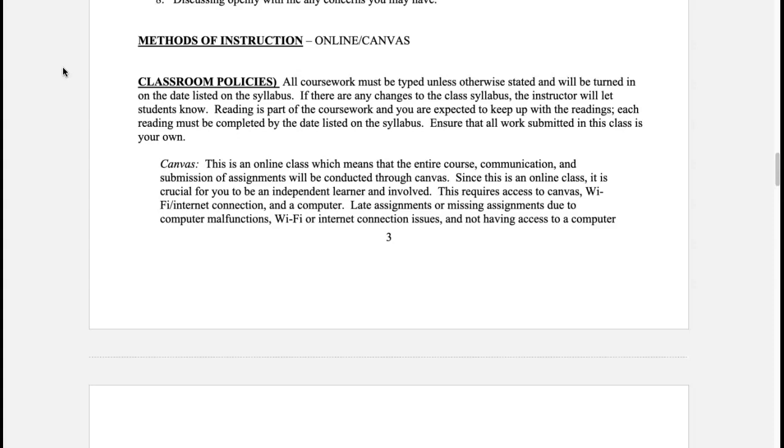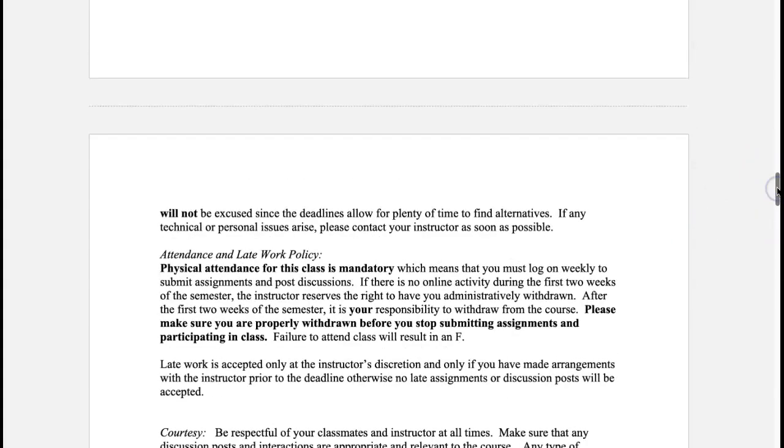The internet for some reason tends to not work when we need it the most, so make sure that you don't submit everything at the very last minute, because the assignments will close at 11:59 p.m. And I don't allow late work. So when the assignment closes, it's going to close. It's not going to allow you to submit it late or anything like that. It'll just close, and it will not allow any late submissions. So please make sure that you submit your work on time.